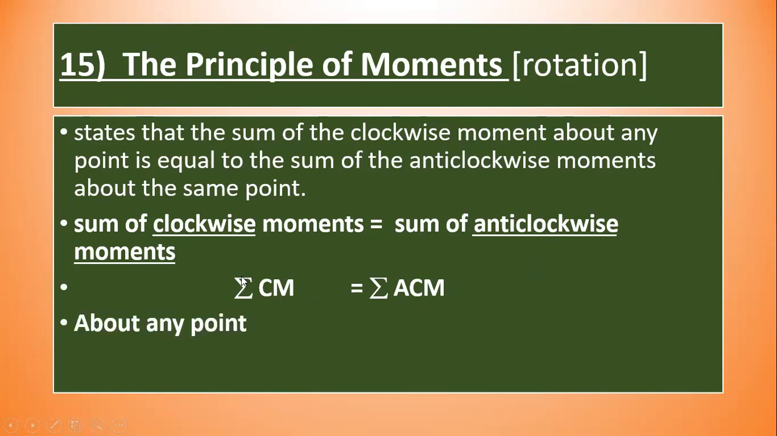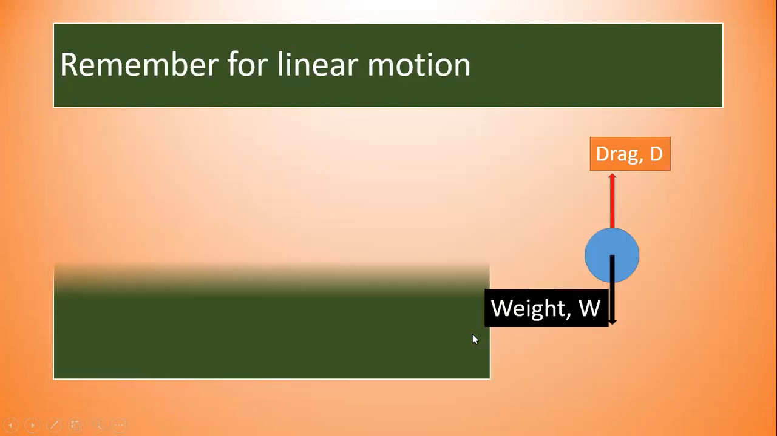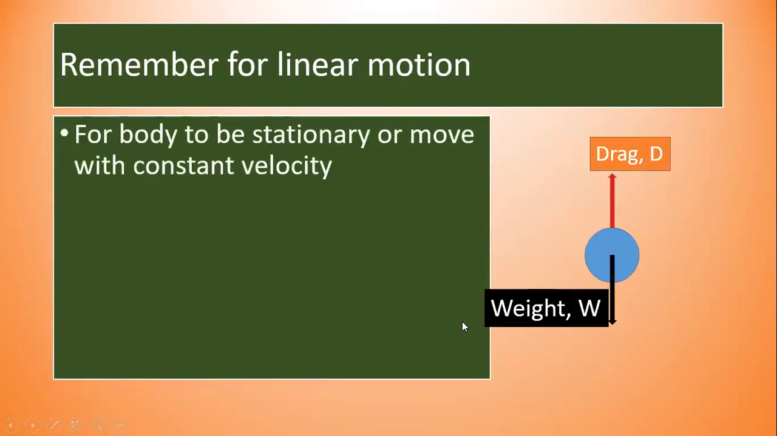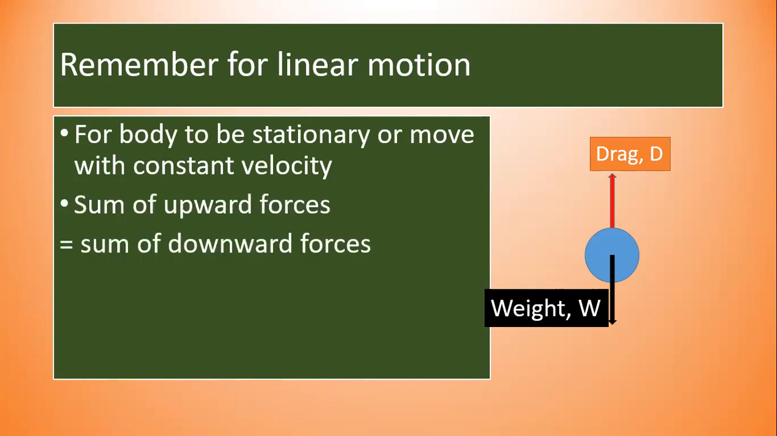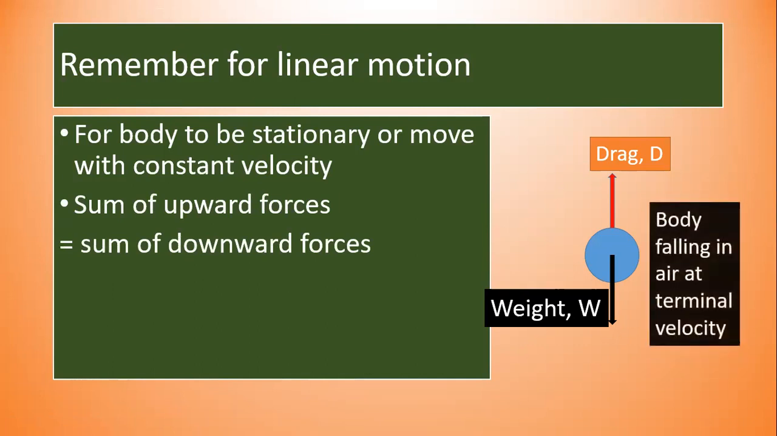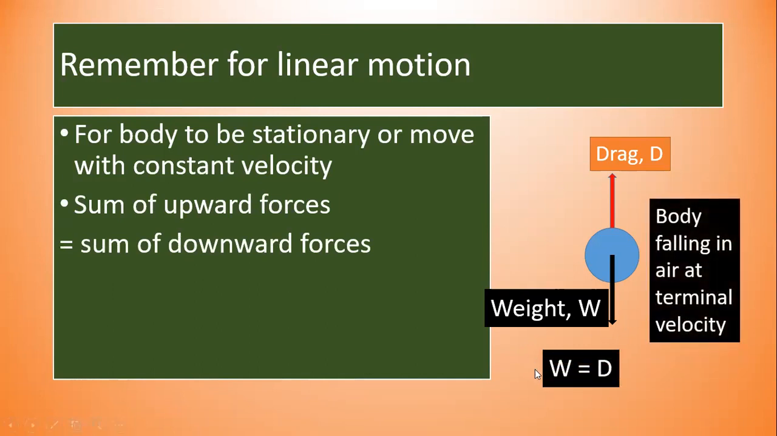In the exam, of course, you cannot write this side, you have to write this side. That's the principle of moments, or torque. About any point, there is no resultant torque. For linear motion, for the body to be stationary or move with constant velocity, the sum of forces upwards equals the sum of forces downwards. W equals T.